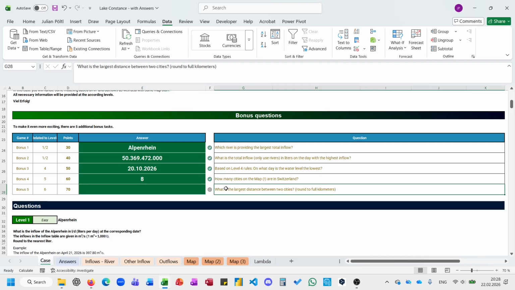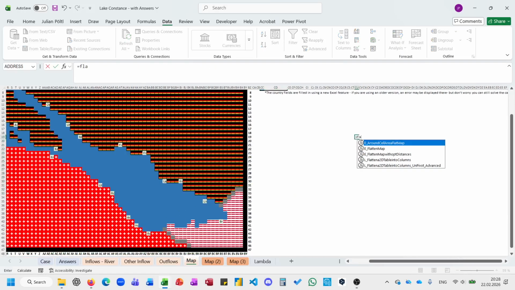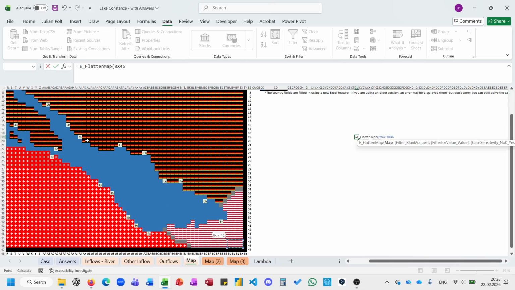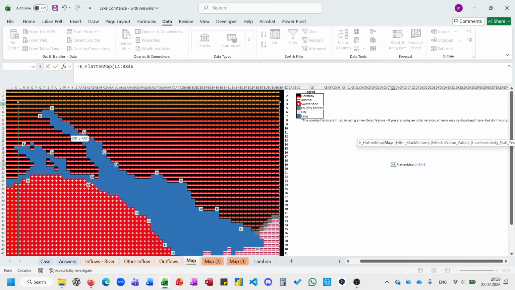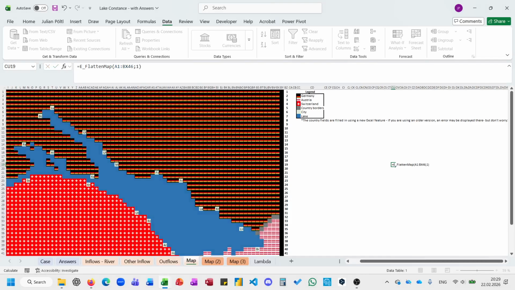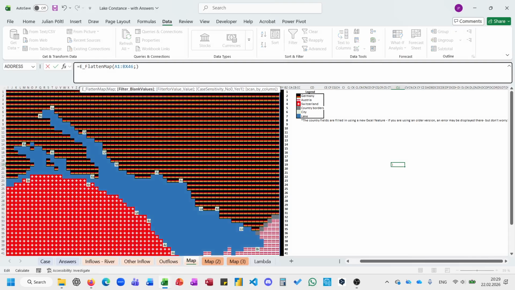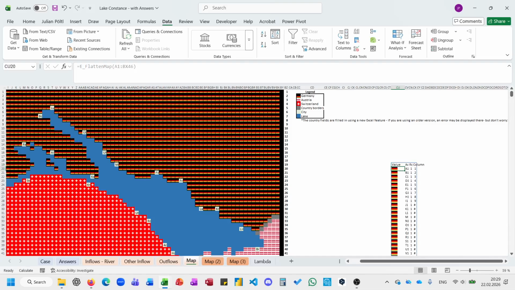What is the largest distance between two cities? So now flat the map. This does take too long for me. Filter for blank values, yes. The issue is on the iterative sheet. Okay. I get an error. Here we go.